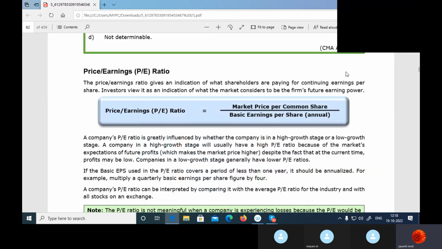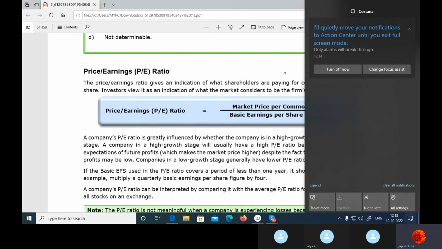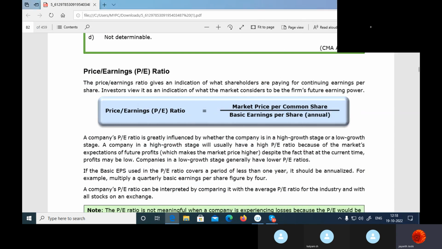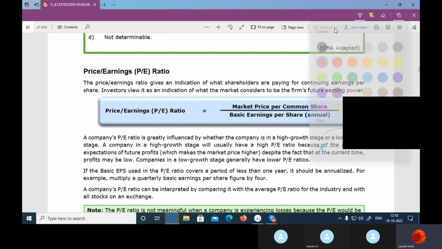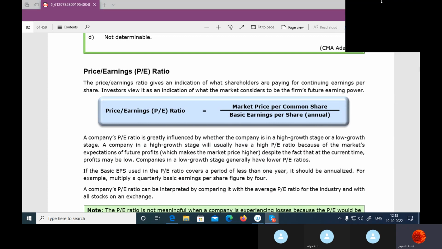Okay. So the next ratio is the price to earning ratio. With the name itself we can understand what this ratio is all about. Price here means market price. So PE ratio, that's what it is, correct? So price to earnings. Earning is what? Earning is nothing but EPS.